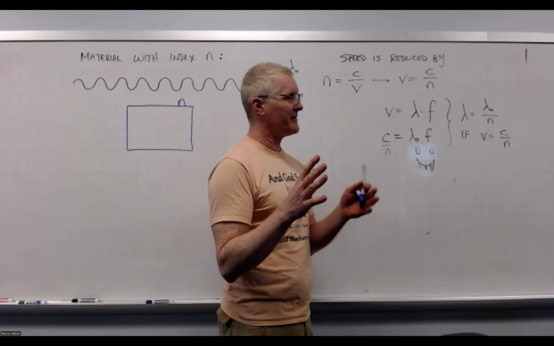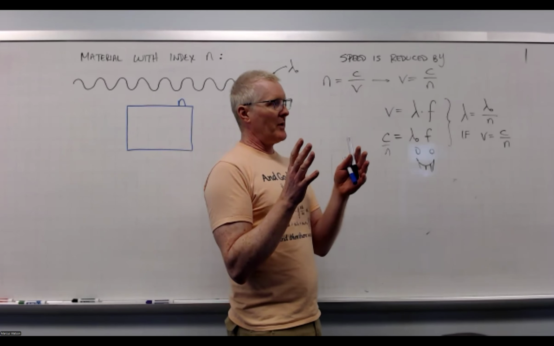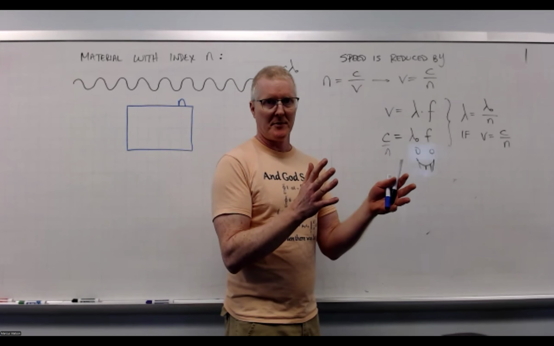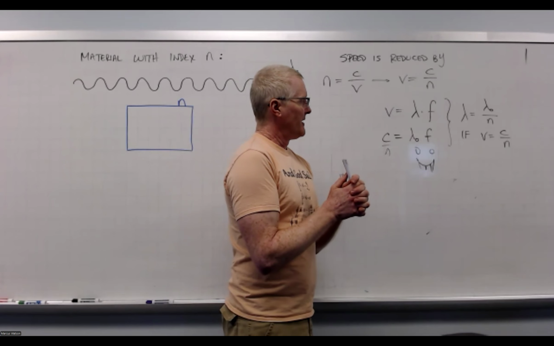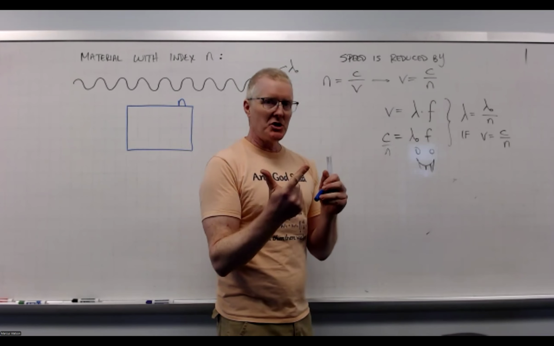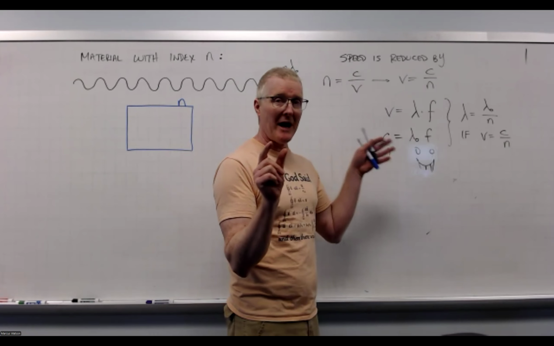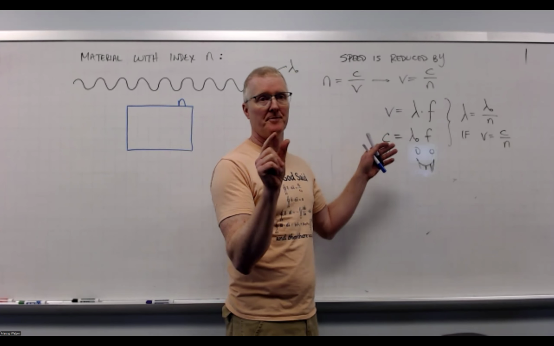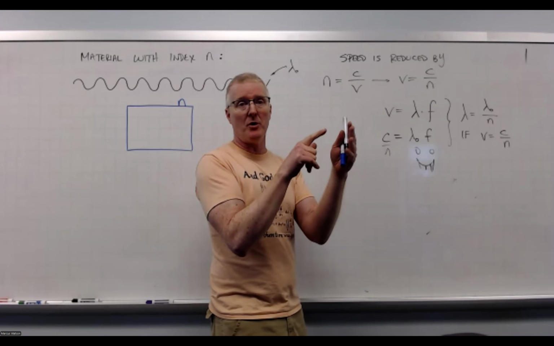But the point here is that when electromagnetic waves cross a boundary, the frequency is preserved; the frequency is the thing that doesn't change. But what does change is how far effectively the wave travels in the same amount of time. It gets smaller, and that's why the speed is reduced. It doesn't go as far. It goes this far, and that means the wavelength is smaller.